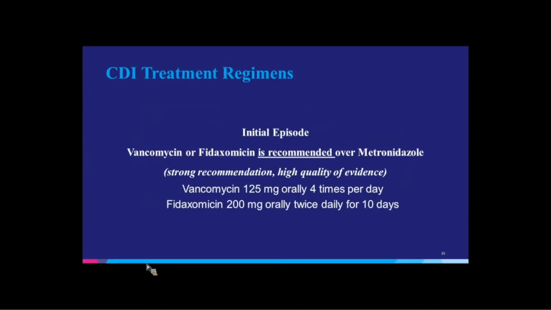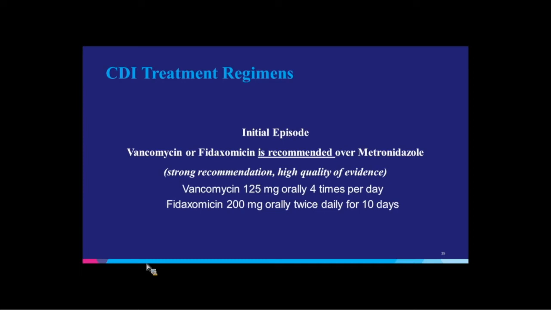So here's where I think the punchline is that many of us have been waiting for. So what do we do for that first episode? Metronidazole, aka Flagyl, if you're still using brand names, out. What's in? Vancomycin or fidaxomicin for everybody if it's available. They do have some caveats. If it's not available, then you can still use metronidazole. Strong recommendation, high quality of evidence.